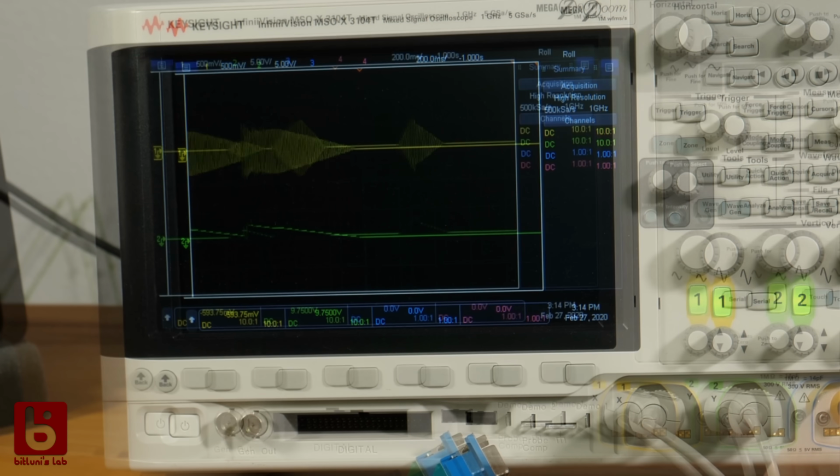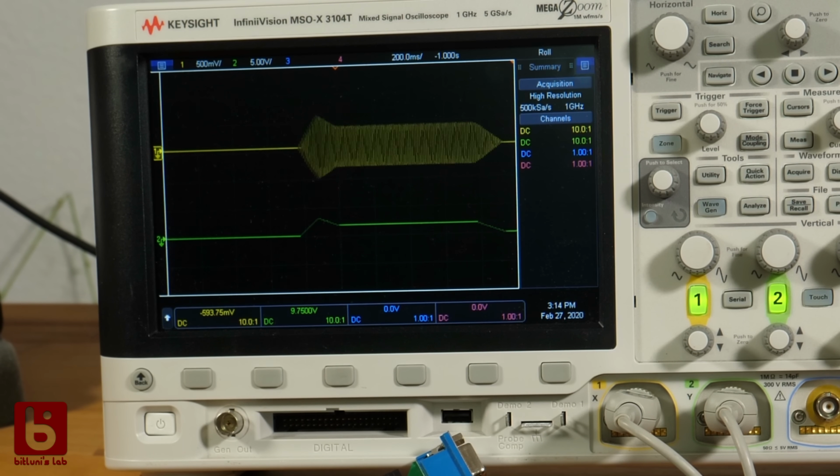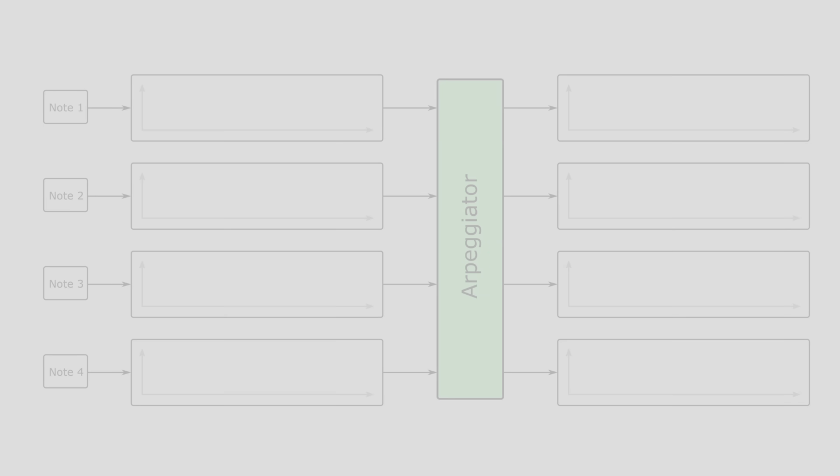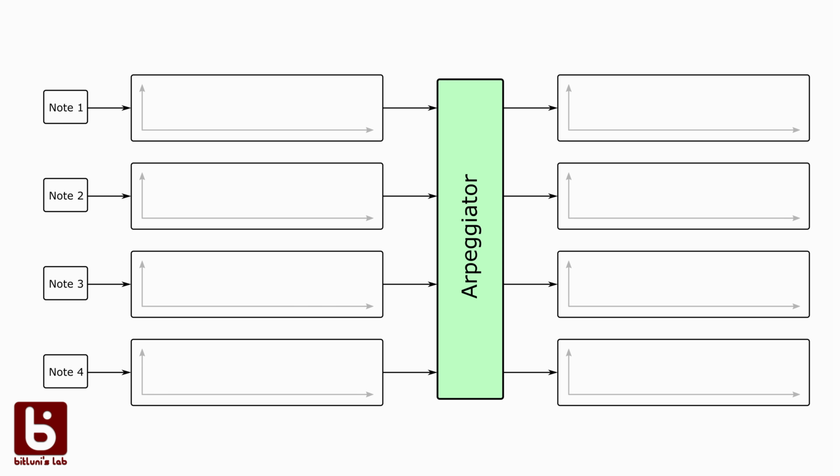That's already quite something to digest. Let's take a look at one last thing that really helps unskilled people like me. It's the arpeggiator. An arpeggiator is a filter that generates a short sequence based on the currently active notes.